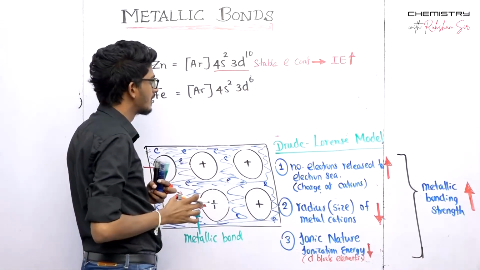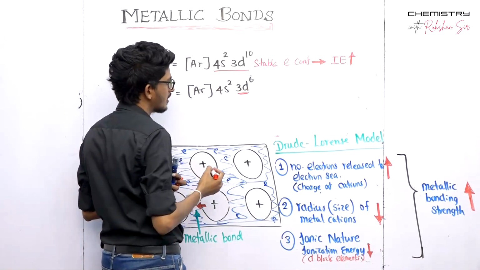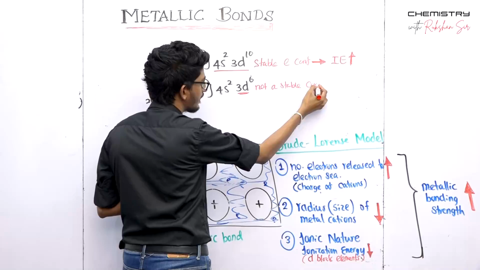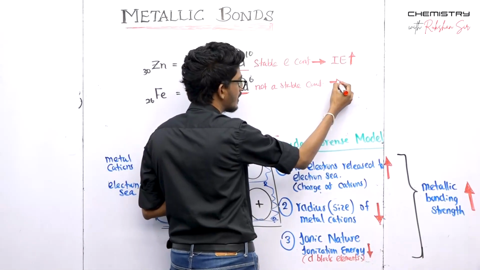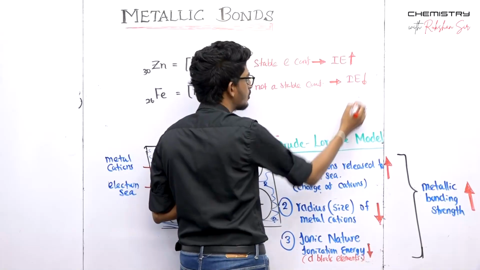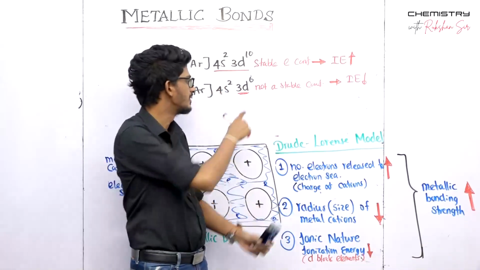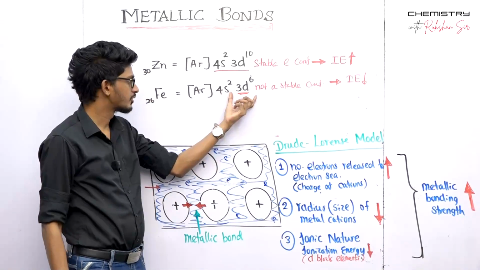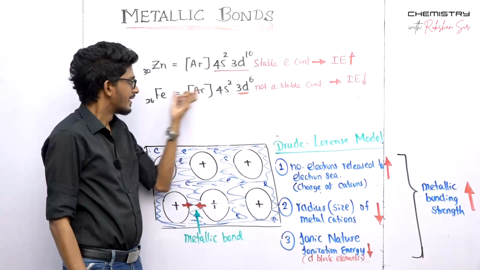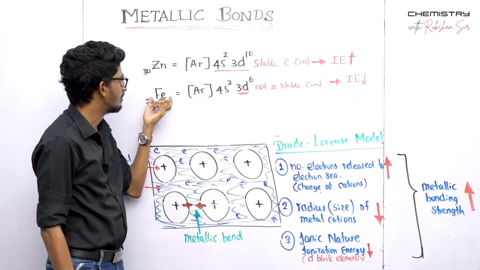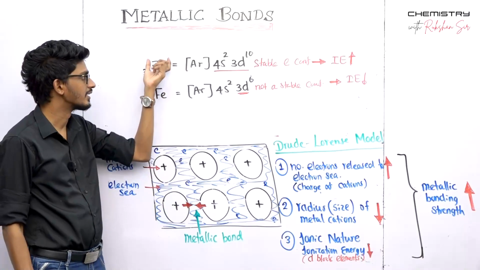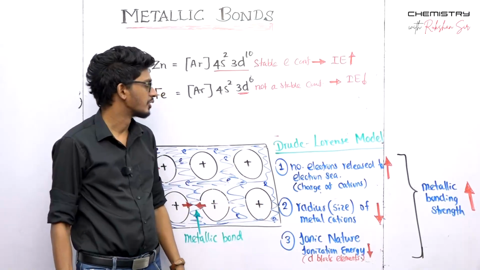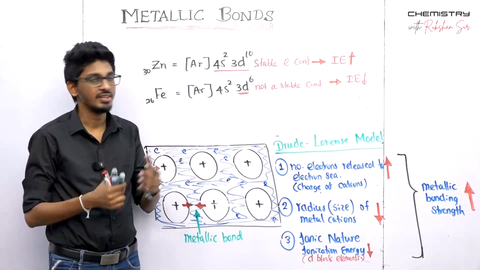This one does not have such a stable configuration, so your ionization energy will be low compared to the zinc situation. It is easier to release electrons from this configuration than from that one, so this will form a stronger electron sea, and the metallic bonding strength of iron will be greater than that of zinc. That matters because the ionic nature, or the ionization energy, varies.